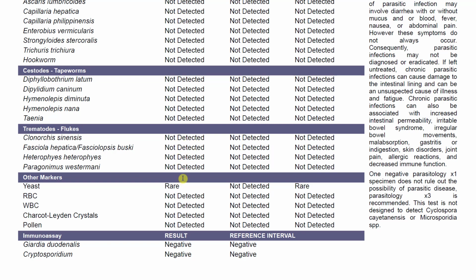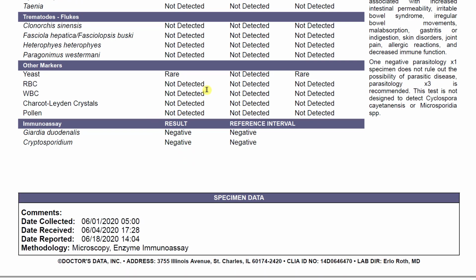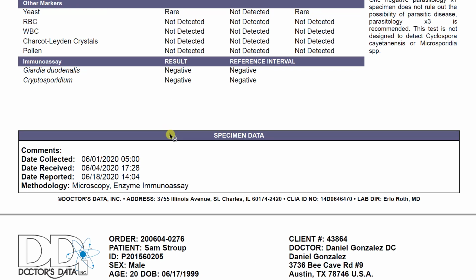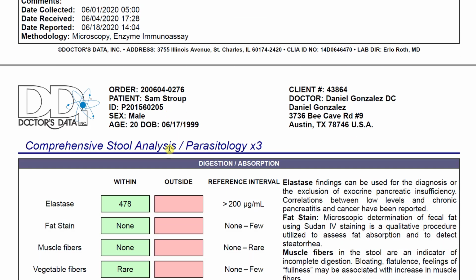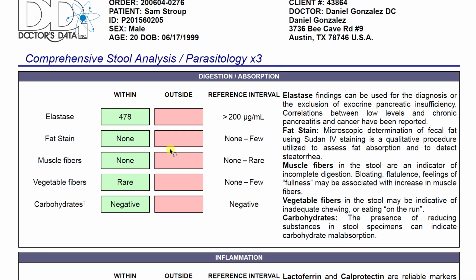There are some additional markers, red blood cells and white blood cells, that are screened for from this particular study. Nothing showed up there, although you do have some blood showing up in your stool. We'll talk about that in a little bit.